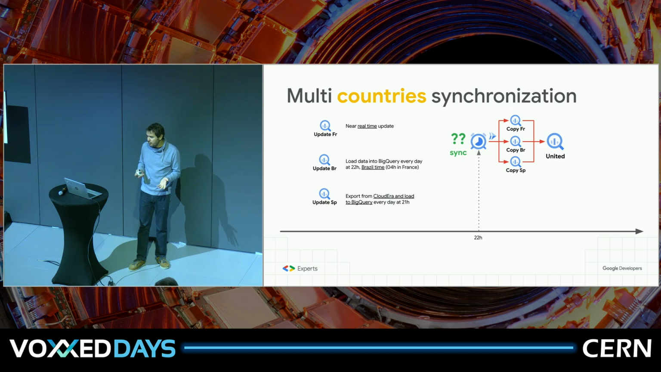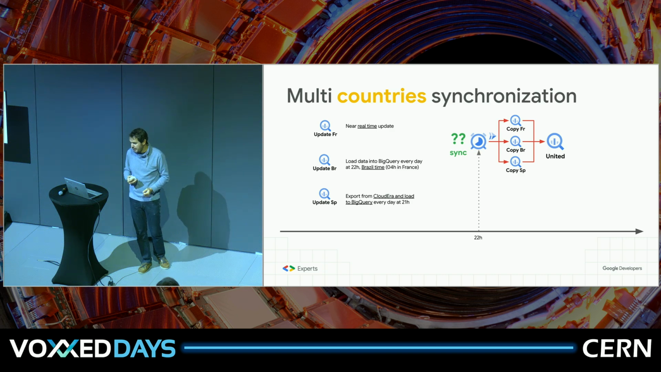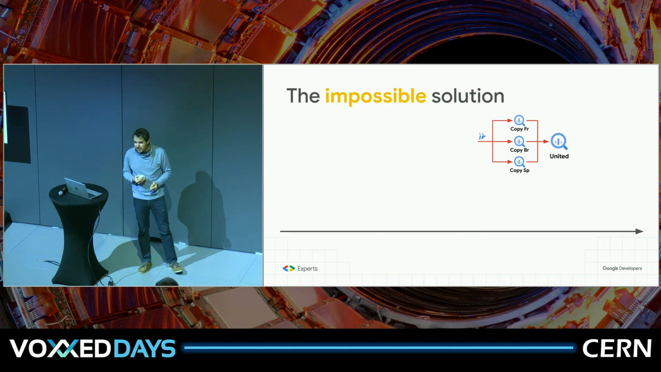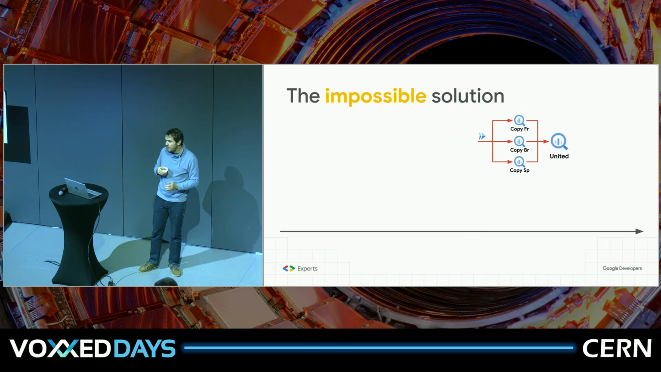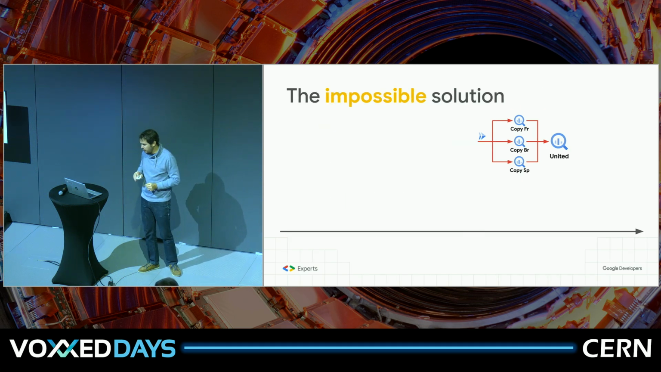So what we'd like to achieve, in fact, is a synchronization when all the countries are up to date. We like to synchronize our data. What we can imagine, but not at Carrefour, is something impossible. Impossible at Carrefour. It's not impossible globally.